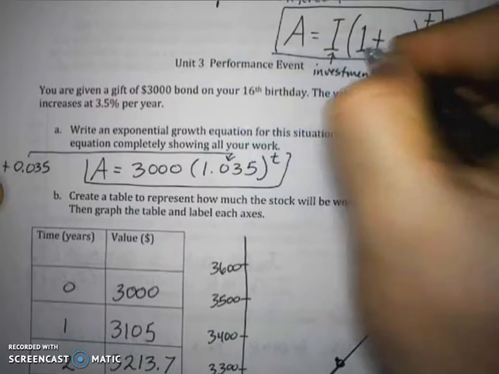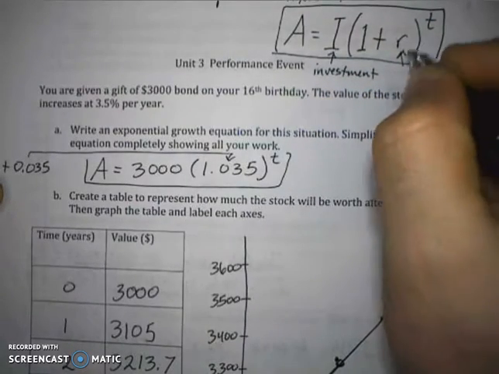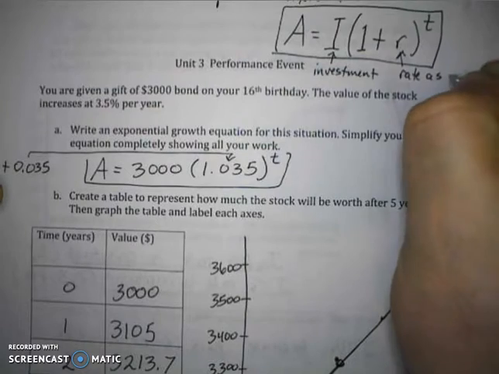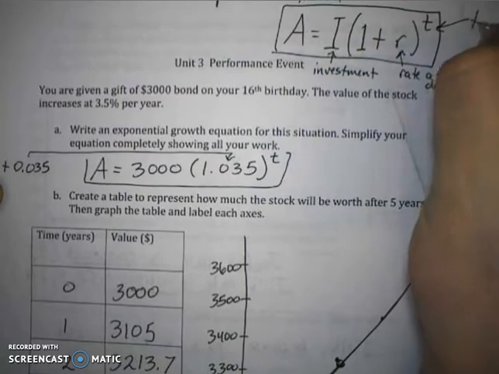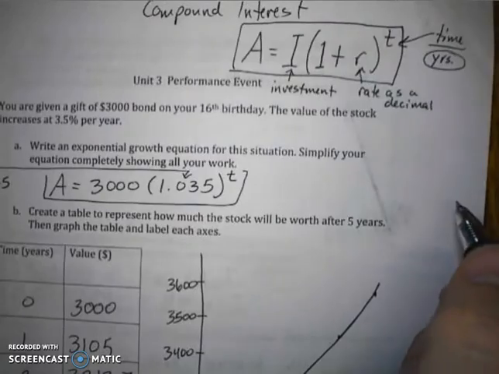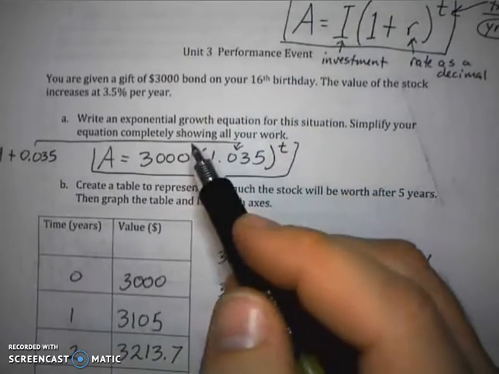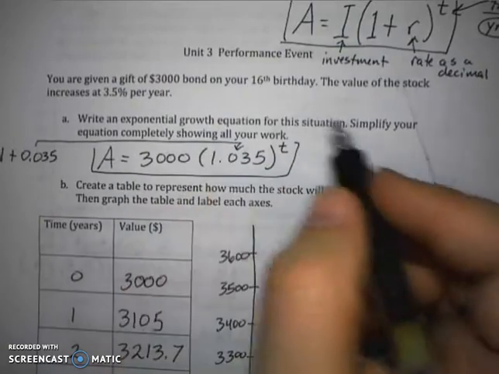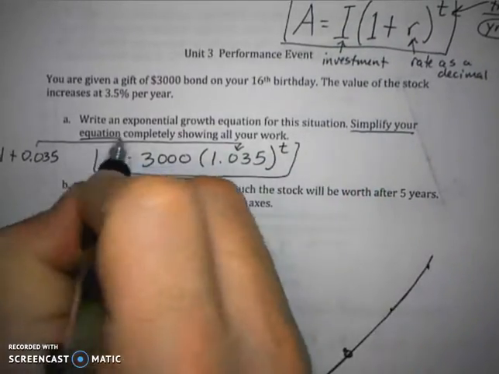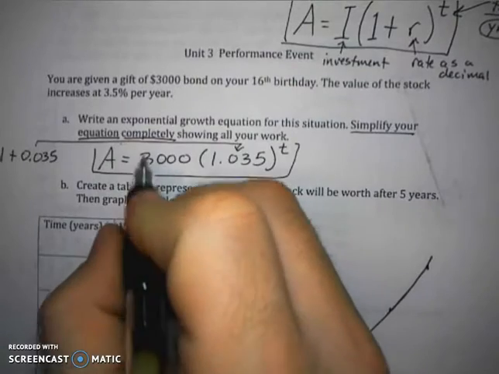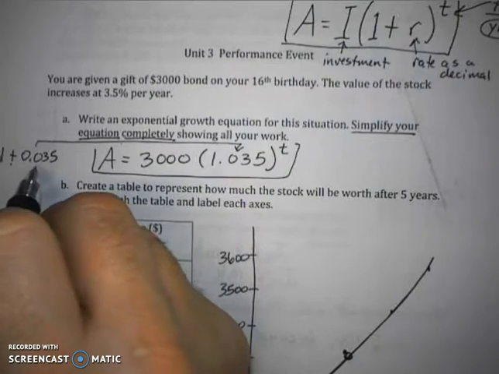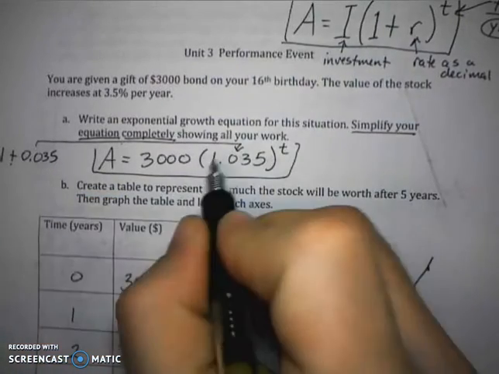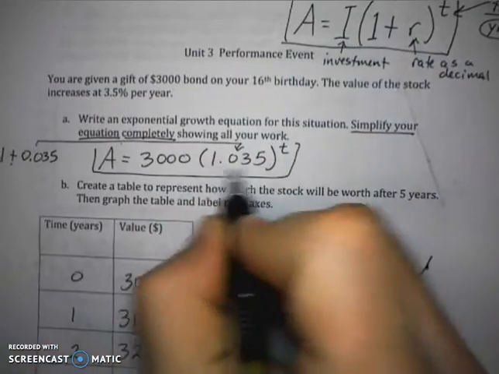This is a number 1. Plus, whatever the rate is, you need to change that to a decimal. And then this is the amount of time. In this case, in years. Okay? So that's the parts of the formula. So our formula should look like this. And it does say to simplify your equation completely. So I want to see that you've changed 1 plus the rate of 3.5%, or 0.035, into 1.035 by adding those together. That's what I want to see.